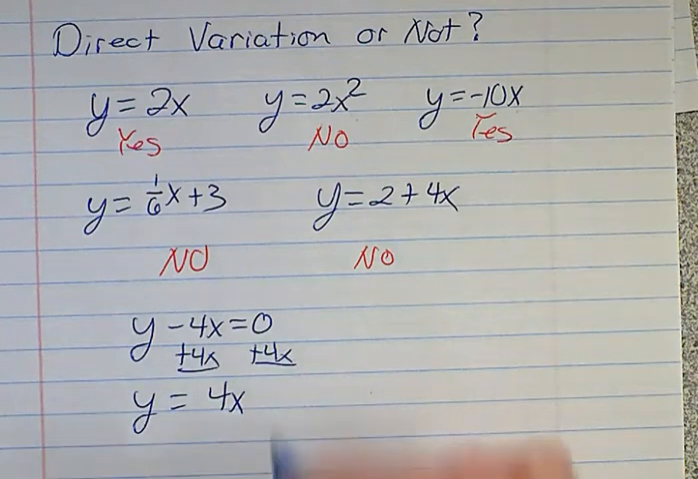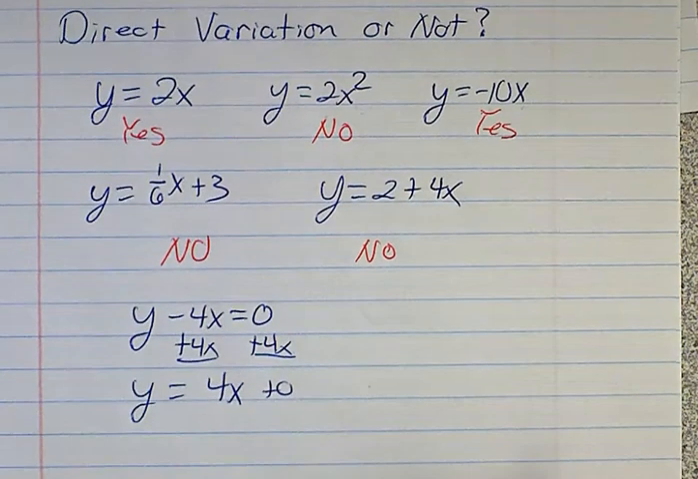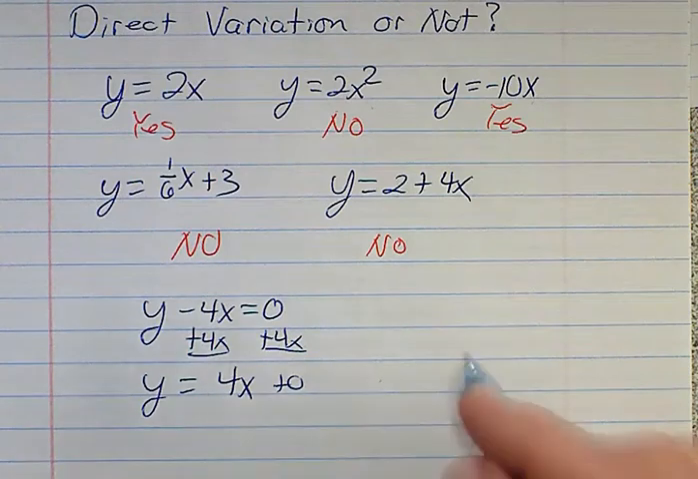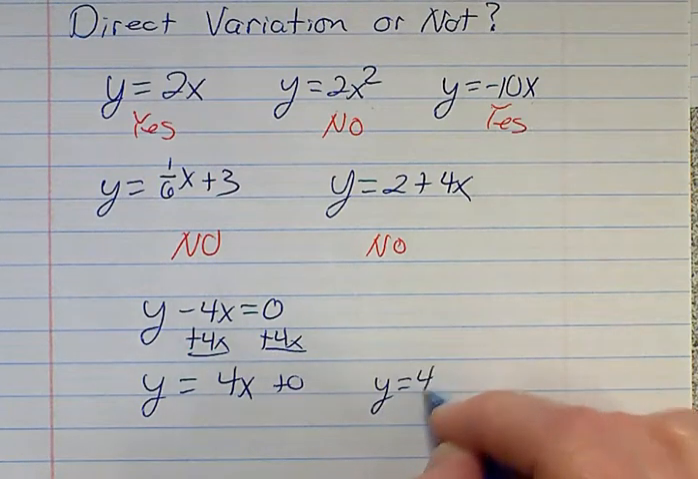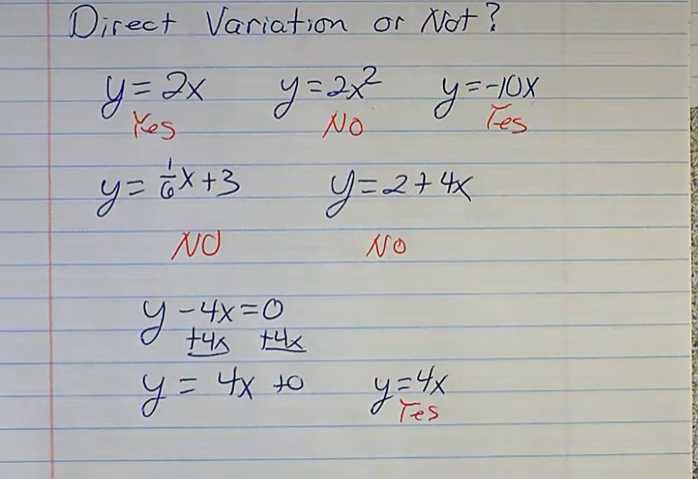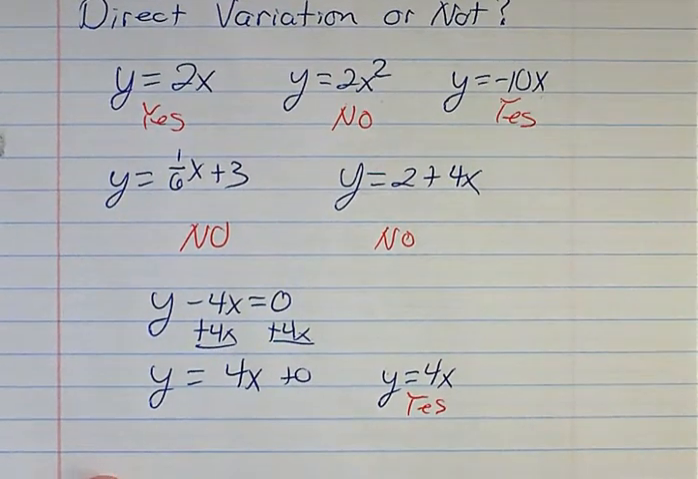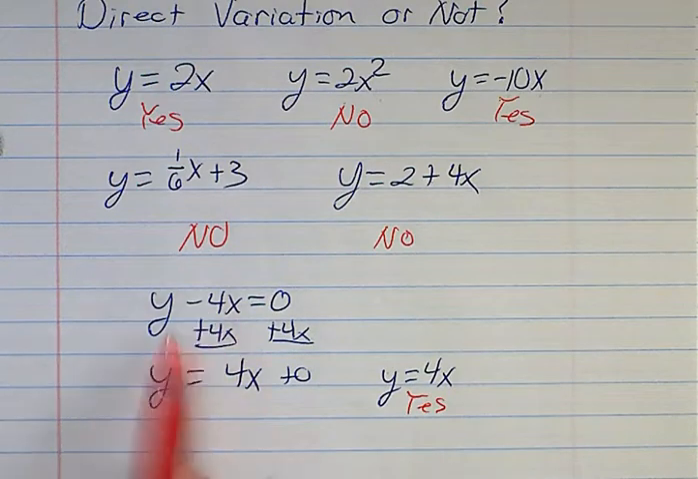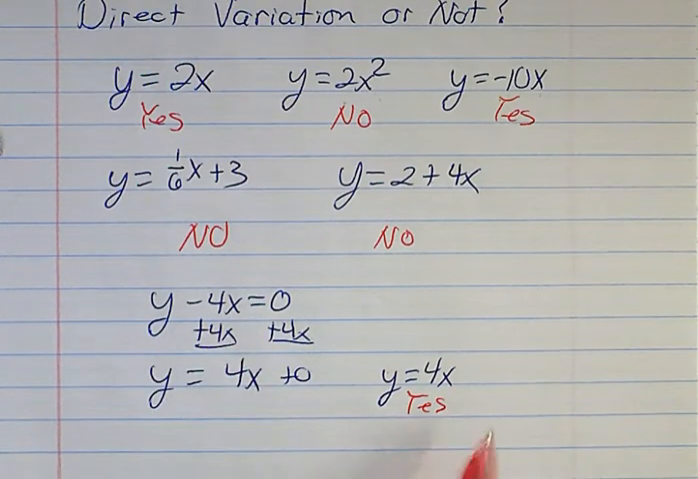So that's 4x plus 0. Well, if that's 4x plus 0, that's kind of what we said back up here. That's your b value of 0. So that's really the same thing as just y equals 4x. So that one actually would be a yes. It starts off not really looking like it is, because it looks a little different than what we had. But you can rearrange it to where it looks this way and not have anything added or subtracted to it. So that one would be okay.